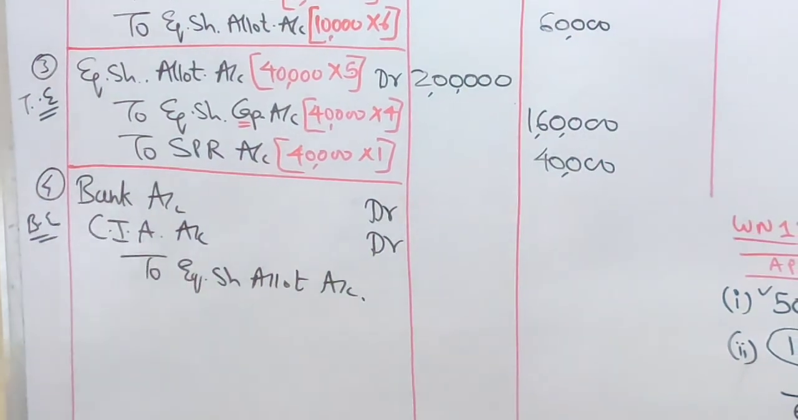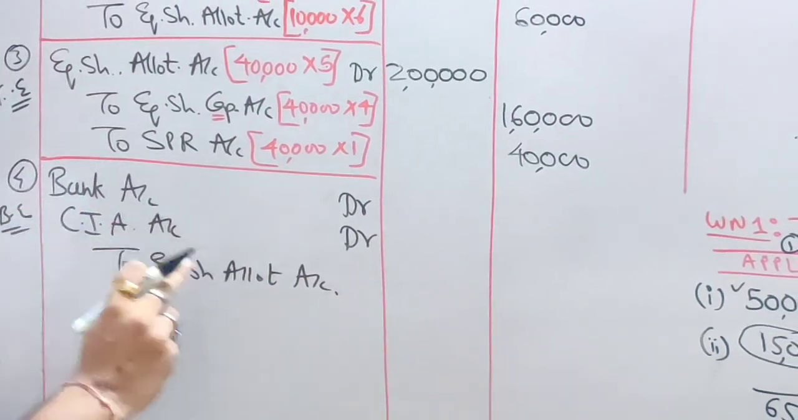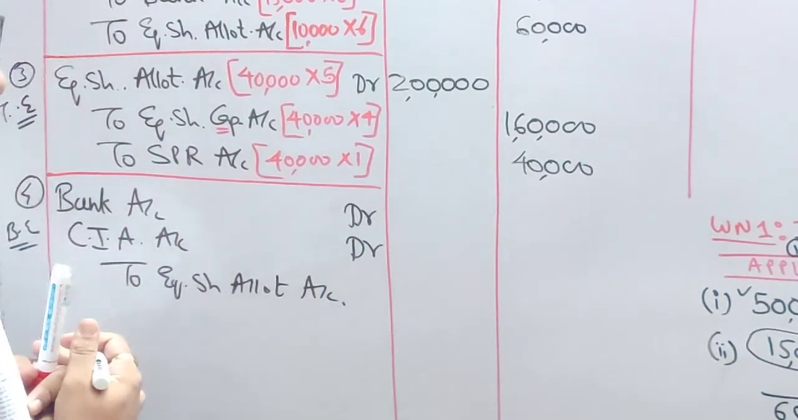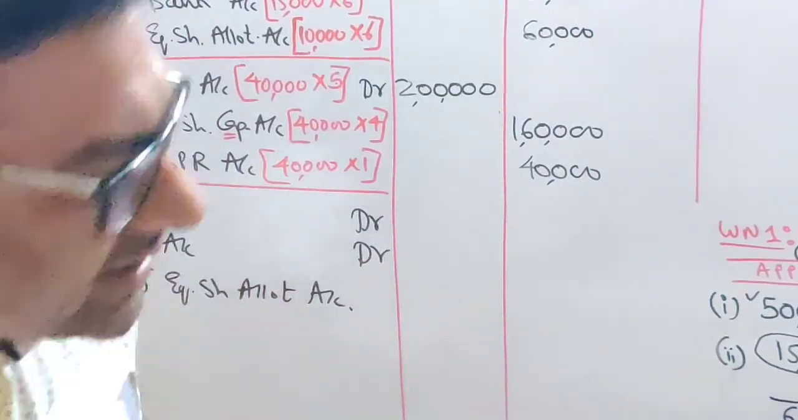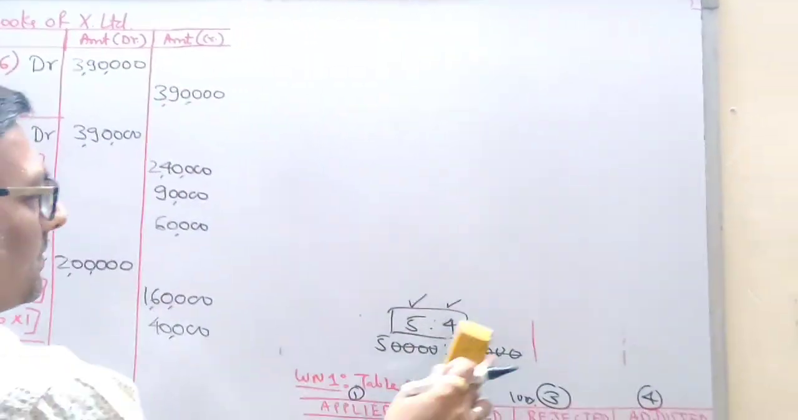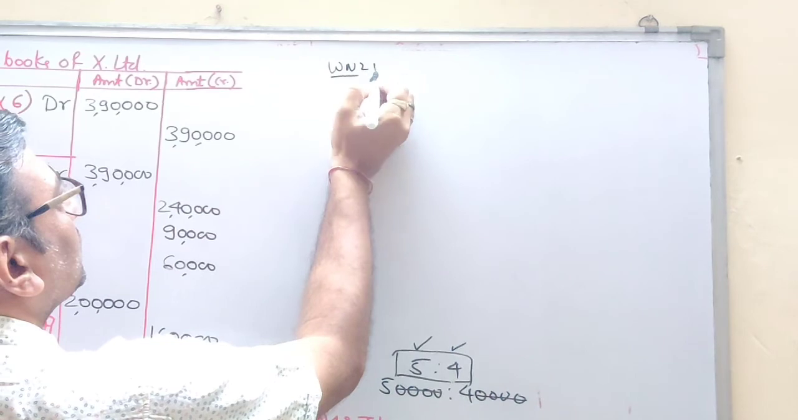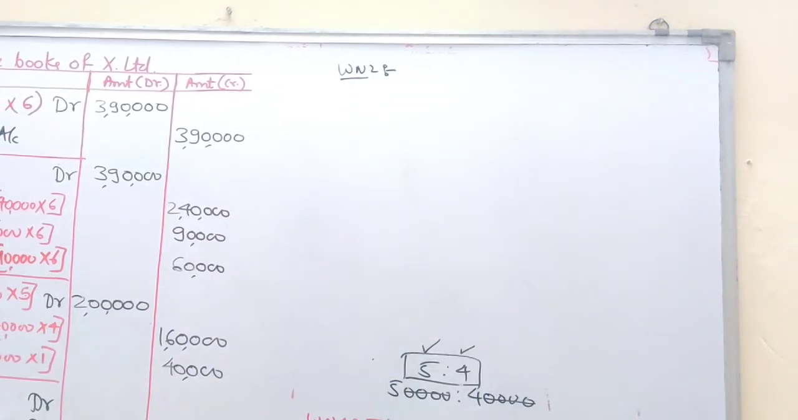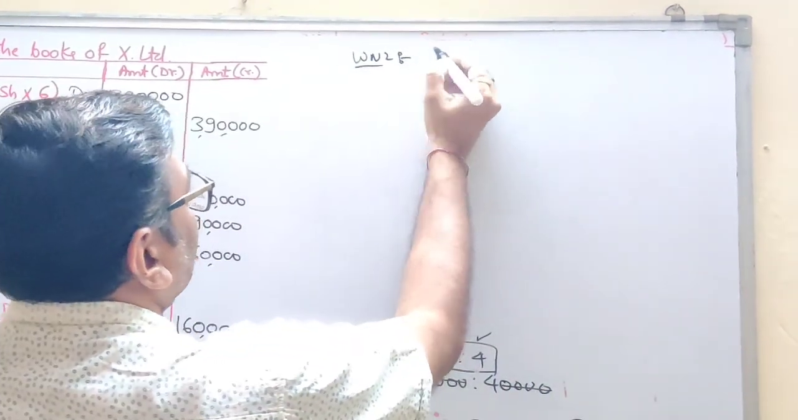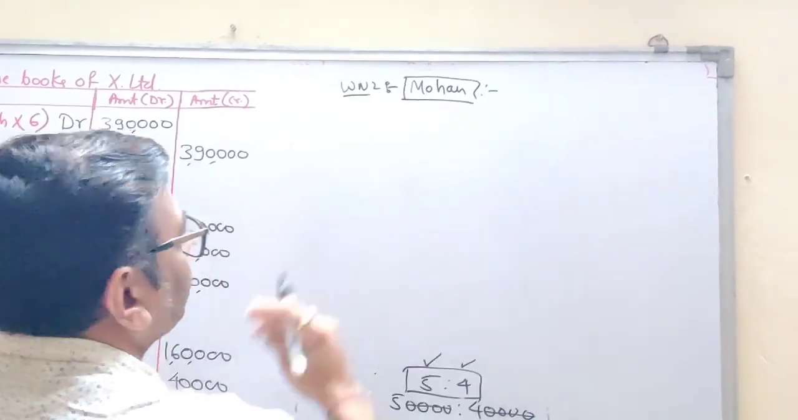Now be careful students. This is where we are going to learn something new. There is an arrear at the time of allotment and this is a case of pro rata, so you will have to do a personal working note. So let's do the personal working note over here. This is your personal working note number 2. Now let's see how many shares are there. Mohan is a person, so I am doing a personal working note for Mohan.